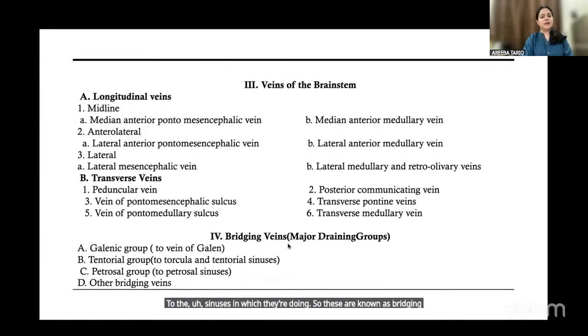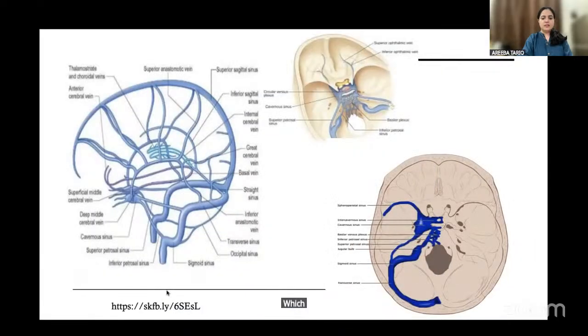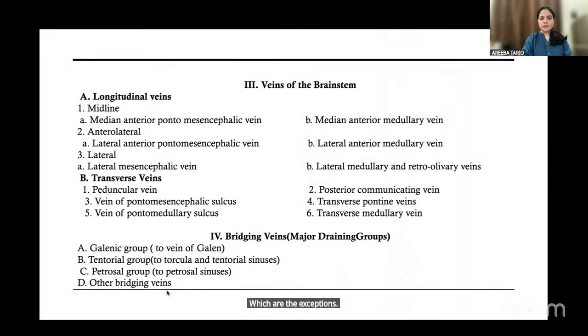Bridging veins are divided into groups based on the sinuses in which they are draining. So the veins that drain into the vein of Galen are known as the Galenic group. The veins that drain into the torcular Herophili, or the confluence of sinuses, and tentorial sinuses are known as the tentorial group. The veins that drain into the petrosal sinuses, superior and inferior both, are known as the petrosal group, and there are some other bridging veins which are the exceptions. So easy to understand by now.